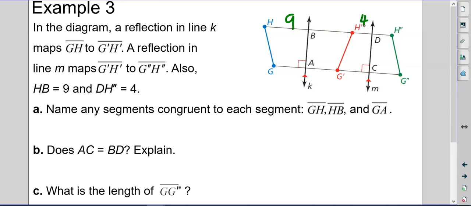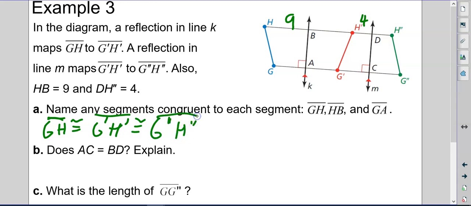All right, we'll come back to that in a little bit. Name any segments congruent to each segment. All right, well, GH is congruent to G prime H prime and also G double prime H double prime. They're all the same line, just being translated, reflected, and all that good stuff.